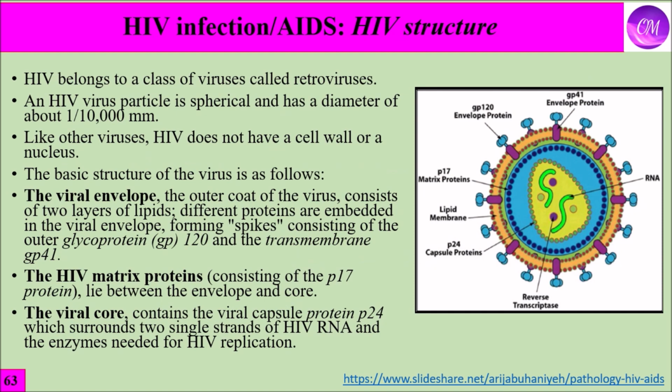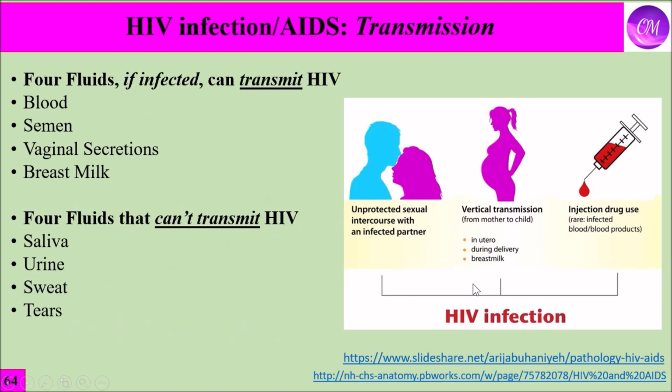HIV belongs to a class of viruses called retroviruses. An HIV virus particle is spherical and has a diameter of about 1 to 10,000 millimeters. Like other viruses, HIV does not have a cell wall or a nucleus. The basic structure of the virus is as follows: first, the viral envelope, then HIV matrix proteins, and the viral core. And here you see the schematic structure of the HIV.